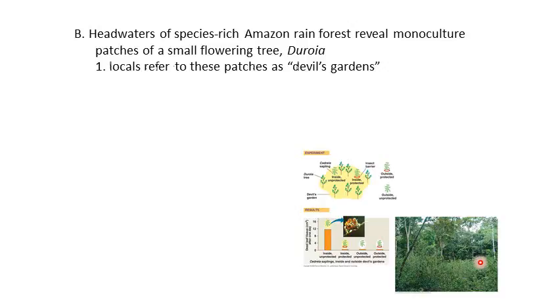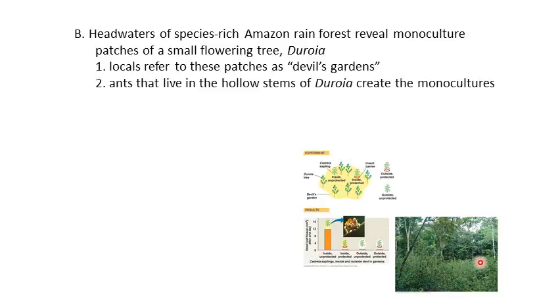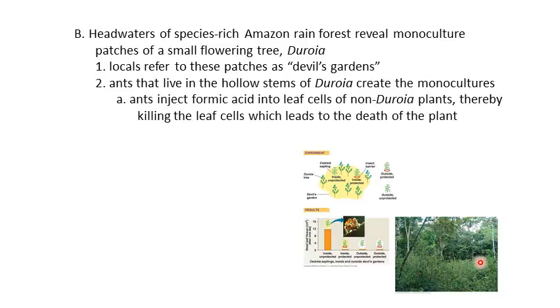The locals refer to these monocultures of Duroia as devil's gardens. But what creates the devil's gardens are the ants that live in the hollow stems of the Duroia. And what the ants do to keep any other plants from growing in these cleared out areas, the Duroia-only areas, is this: you can see a picture here of this ant. Here's his head, here's his thorax, the middle part, and here's his abdomen. He's curled, and he's actually stinging a leaf.